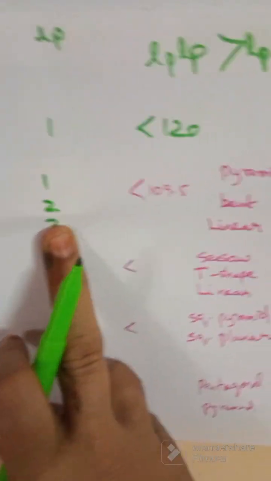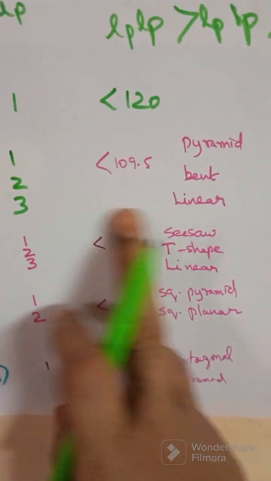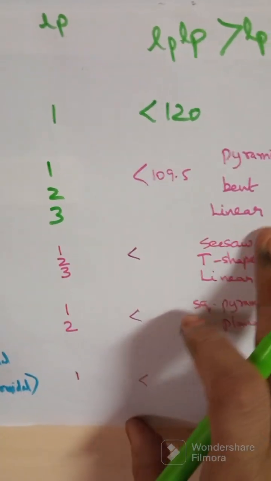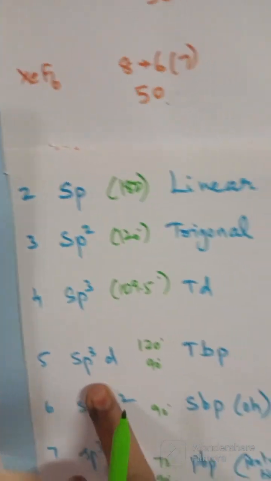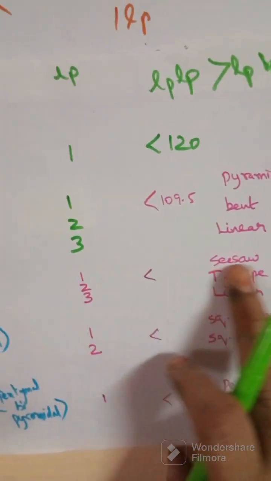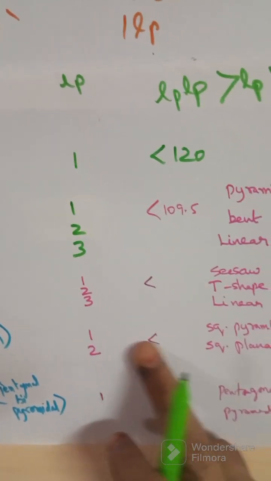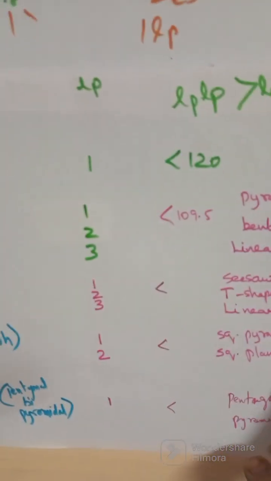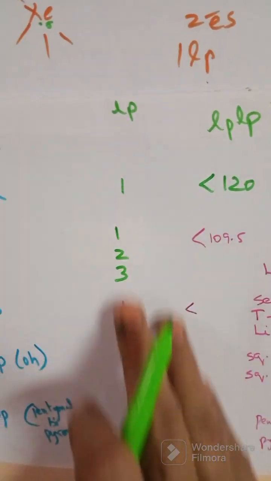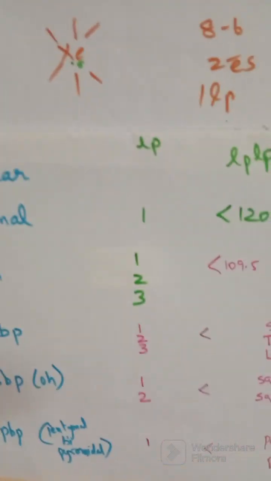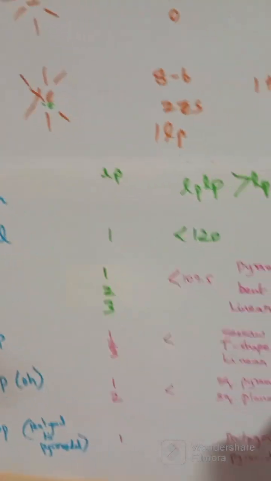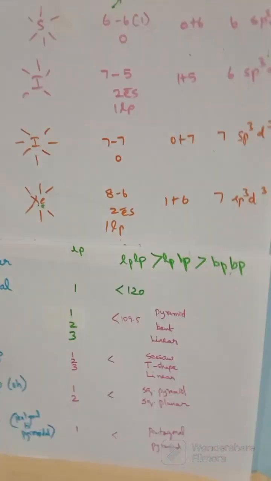So sp3 tetrahedral with 1 lone pair is pyramidal, with 2 lone pairs bent, with 3 lone pairs it is linear. sp3d hybridization, 1 lone pair seesaw shaped, 2 lone pairs T-shaped and 3 lone pairs linear shaped. sp3d2, 1 lone pair square pyramidal, 2 lone pairs square planar. So the lone pairs decide the shape of the molecule. By applying these formulas and by knowing the number of lone pairs and the hybridization, the geometry of the molecule can be predicted. Hope this is helpful to you.